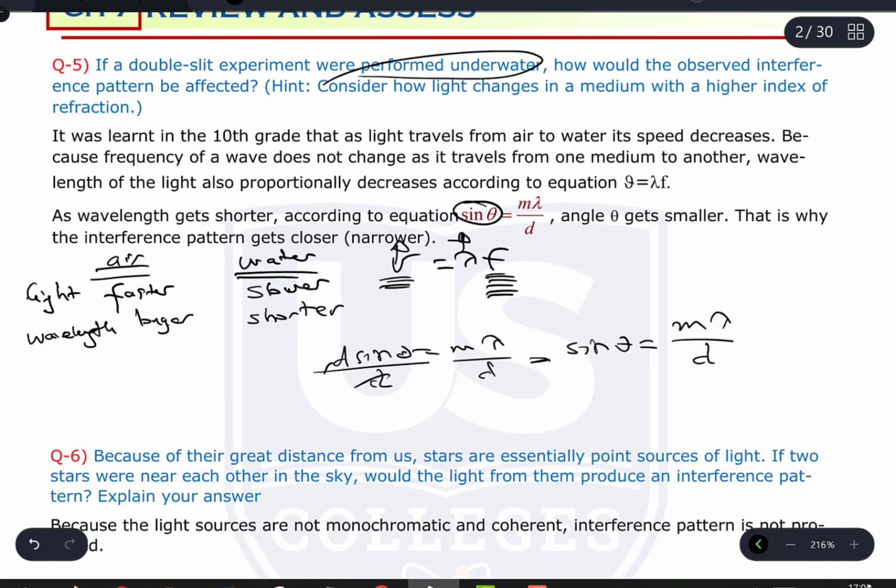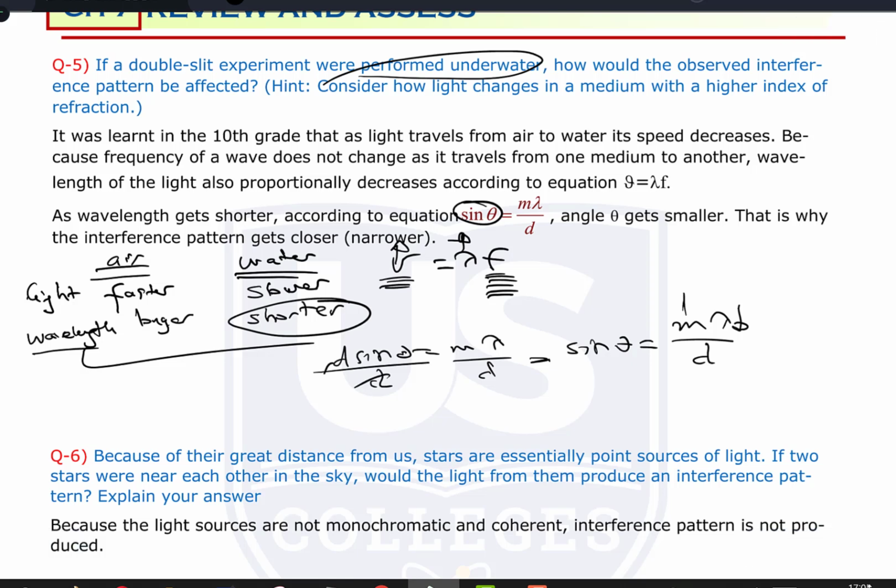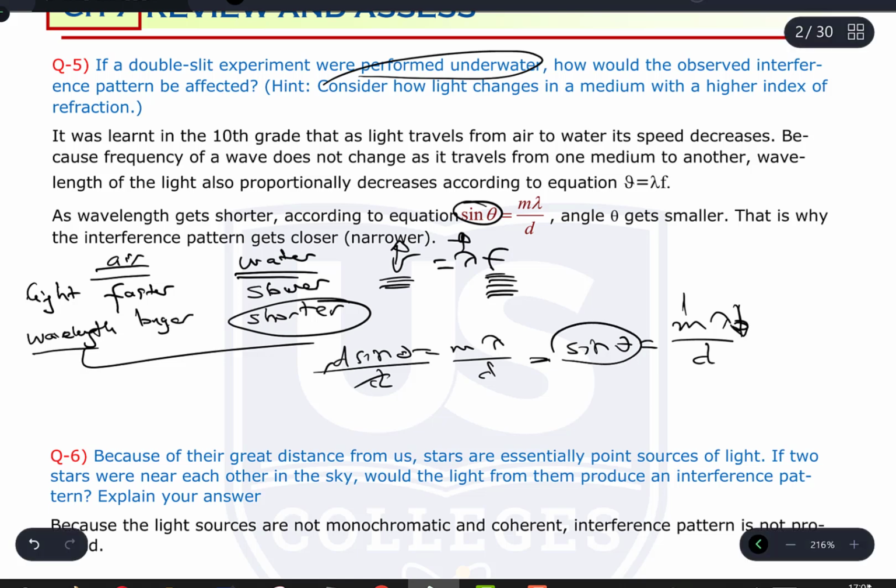So as light passes from air to water, the wavelength lambda gets shorter. If the wavelength gets shorter, any fringe, first, second, third, whatever, will get closer, because as lambda gets smaller, of course, sine theta gets smaller, since sine theta and lambda are directly proportional. As sine theta gets smaller, theta gets smaller. Yani, the fringes get closer to each other.